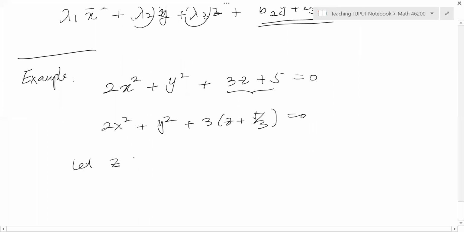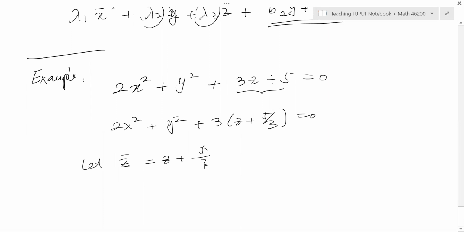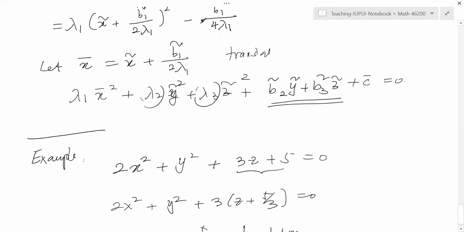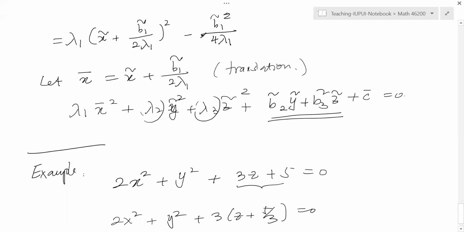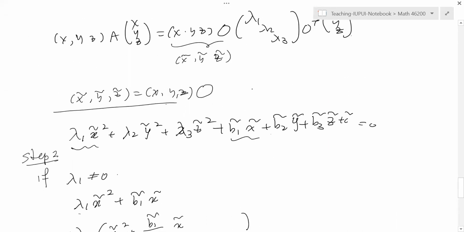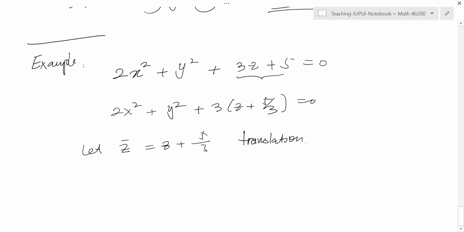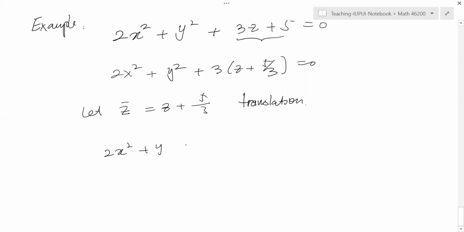I can introduce z bar to be z plus 5/3. All those transformations we call the orthogonal transformation or translation. This is a translation, right? This is called the translation, and here is also a translation. And this is actually called a rotation. You rotate the vector by this matrix. All right, and then what you get: 2x² plus y² plus 3z bar equals 0.